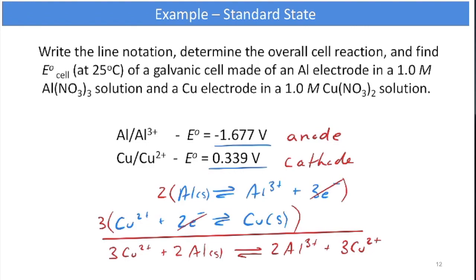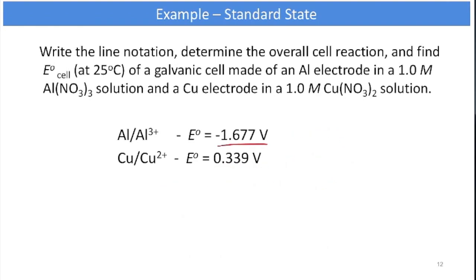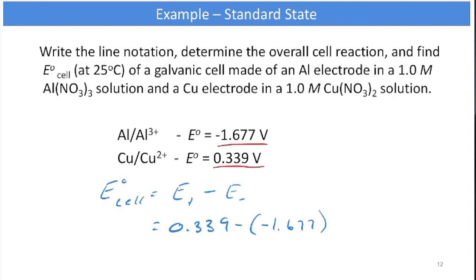The last part of this question is to find the E cell, or the standard cell potential at 25 degrees Celsius. All we need to do now is use the standard reduction potentials of each of the components and write E cell equals E plus minus E minus, the plus being the cathode, the minus being the anode. Our cathode, again, is the copper, so it's 0.339 minus 1.677. Both of those are volts. So our E cell is 2.016 volts. You know it's right because it's a positive number. If you get a negative number, then you know you've done things backwards.